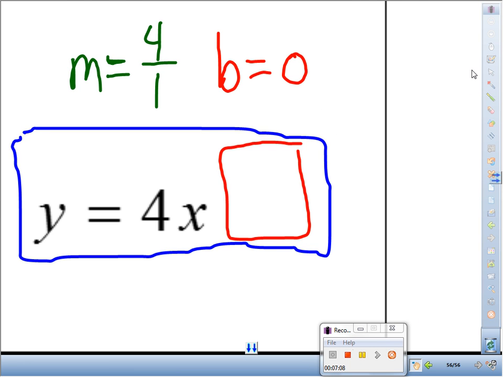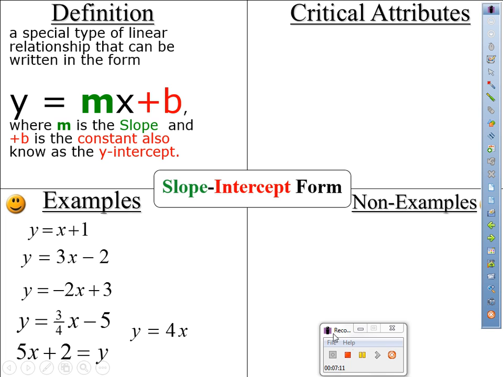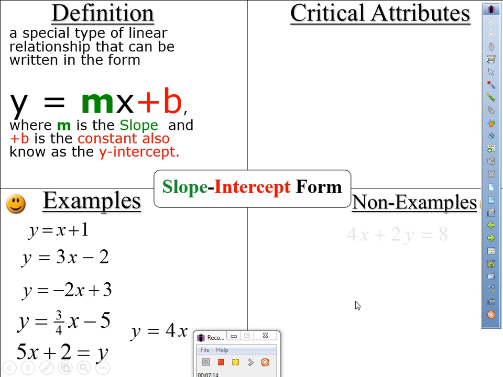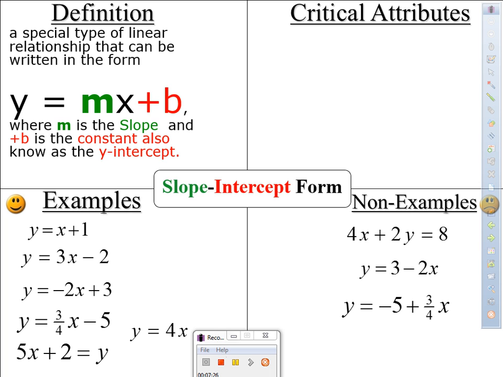We're good, right? So now let me show you what non-examples look like. Here they go. Copy these down. 4x plus 2y equals 8. Y equals 3 minus 2x. And y equals -5 plus 3/4 x. So these are not slope-intercept form. So look at the first non-example. Think about why that's not. And look at the last two non-examples. Why are those not slope-intercept form? Talk it over with your neighbor, please.